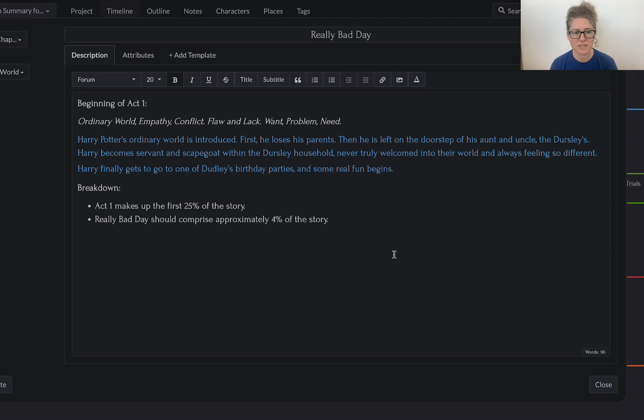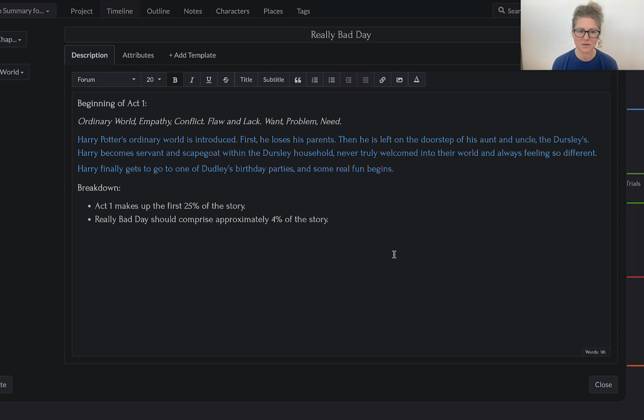So the way in which this happens in Harry Potter is that his ordinary world is introduced. First, he loses his parents. Then he is left on the doorstep of his aunt and uncle, the Dursleys. Harry becomes servant and scapegoat within the Dursley household, never truly welcomed into their world and always feeling so different.